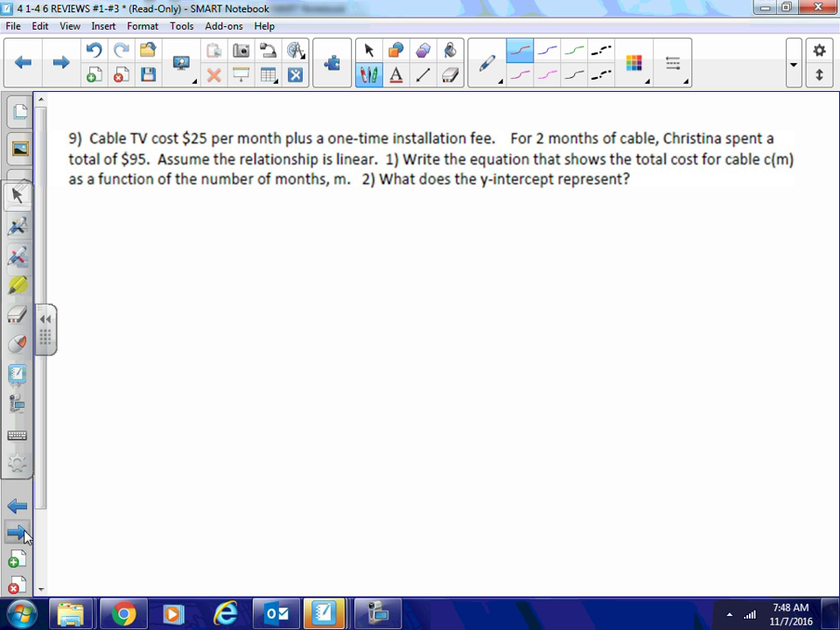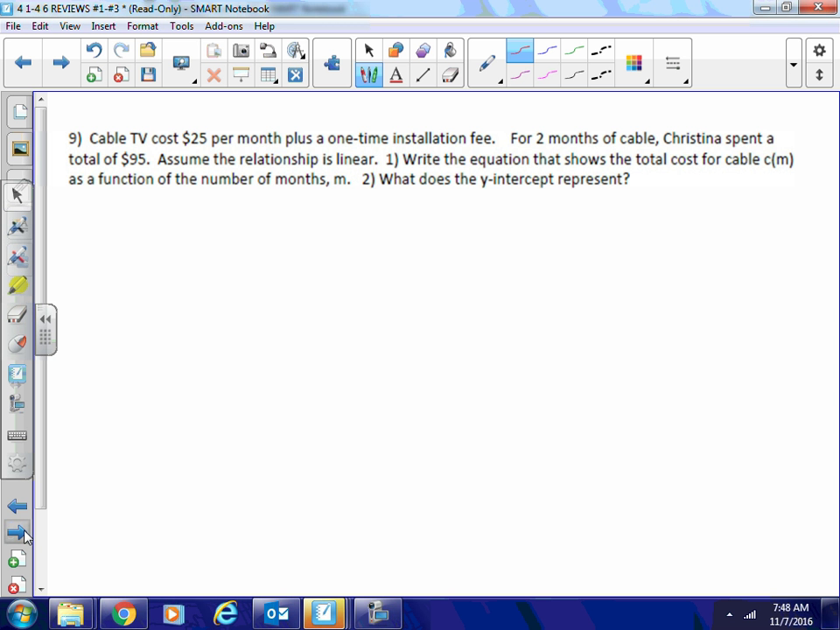Number 9, cable TV costs $25 per month plus a one-time installation fee. For 2 months of cable, Christina spent a total of $95. Assume the relationship is linear. Write an equation that shows the total cost for cable, C of M, as a function of the number of months M. And what does the y-intercept represent?